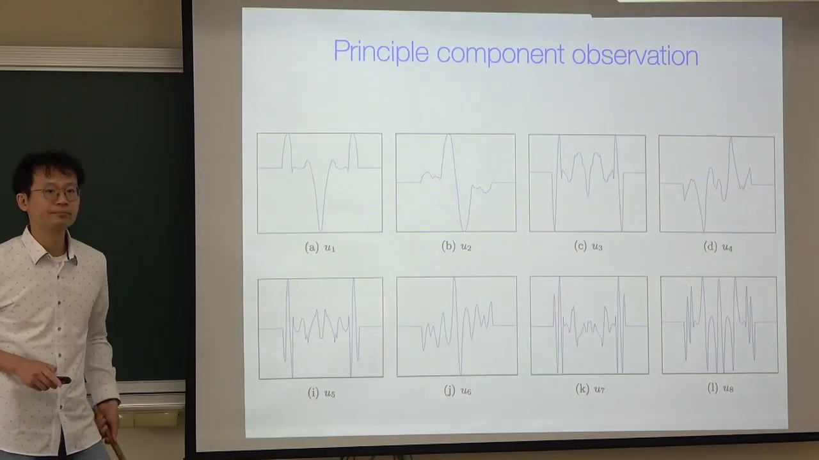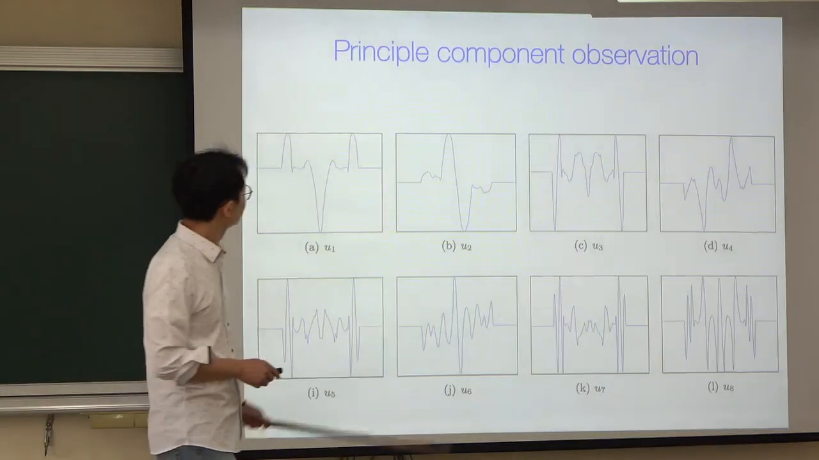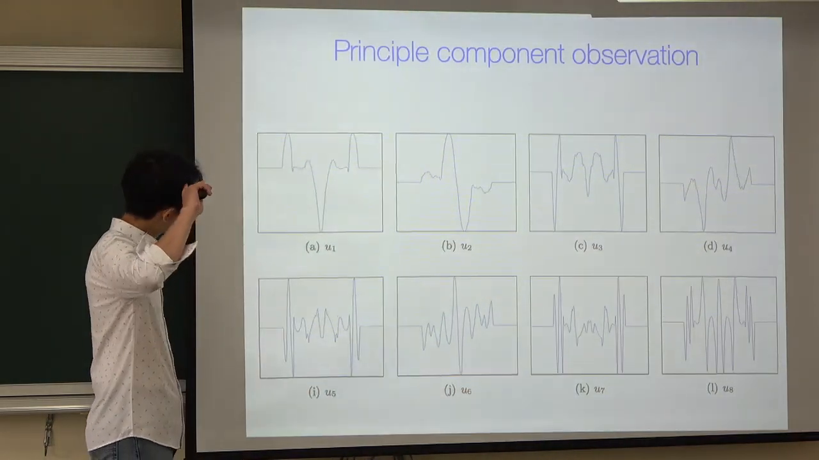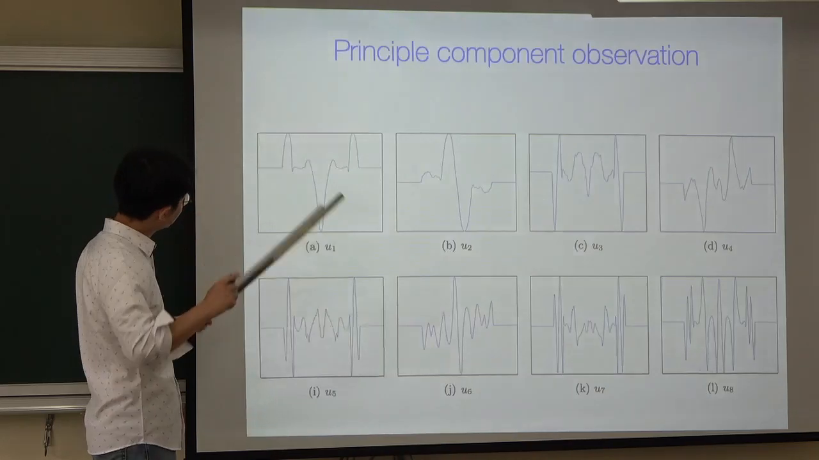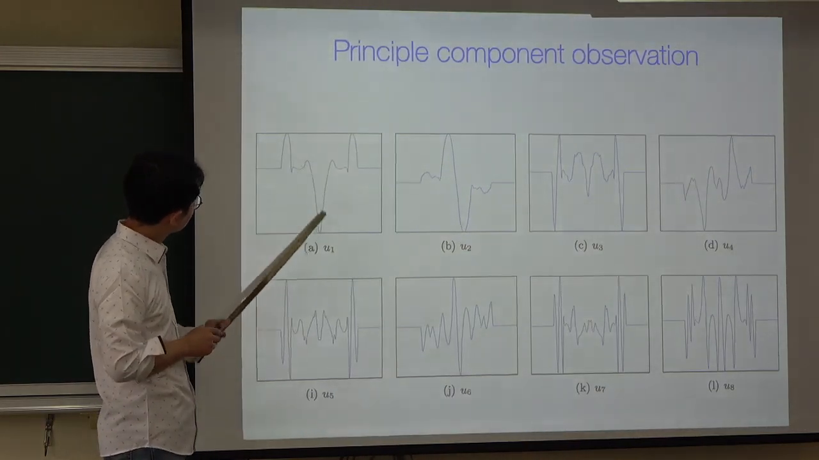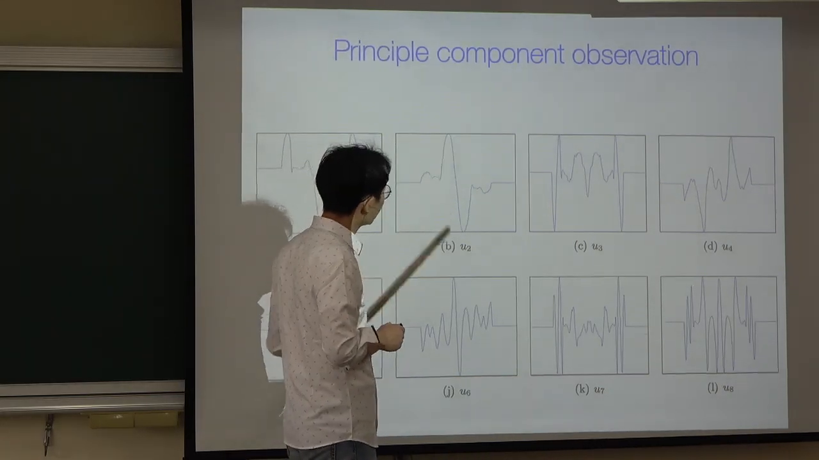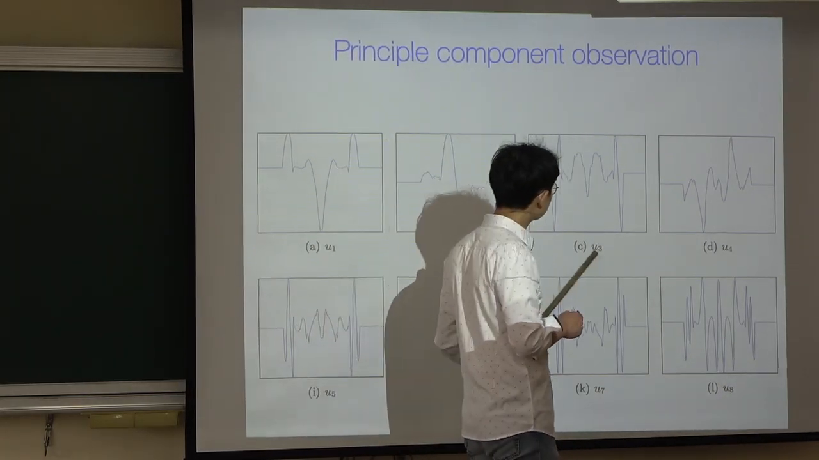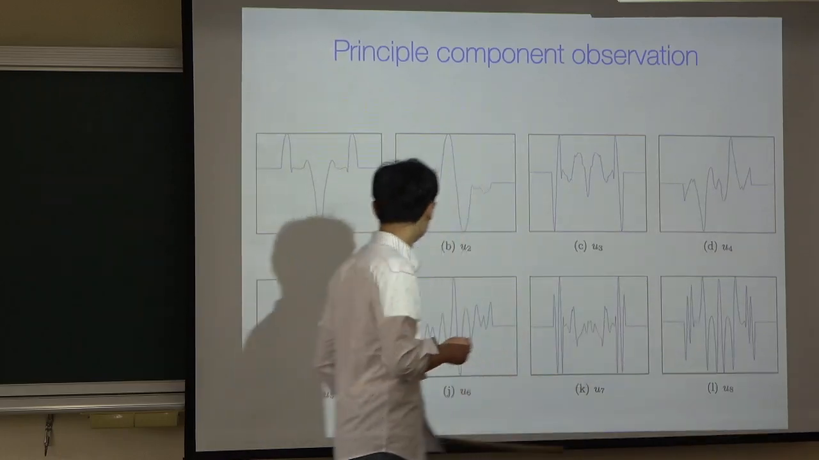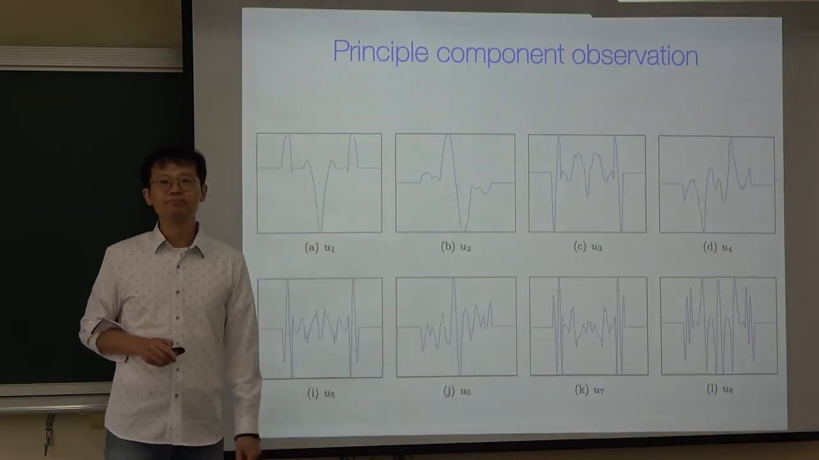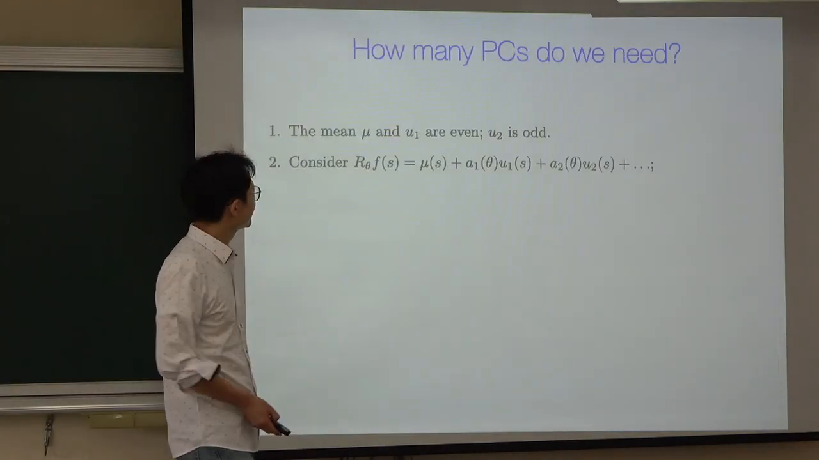And why? Okay, so just a quick recall about principal components. If you do an observation, you will see, hey, look, this is like an even function, centered at 0. This is like an odd function. This is an even function. This is an odd function. And this is an even function. This is an odd function centered at 0. So there are some structures that we can leverage.